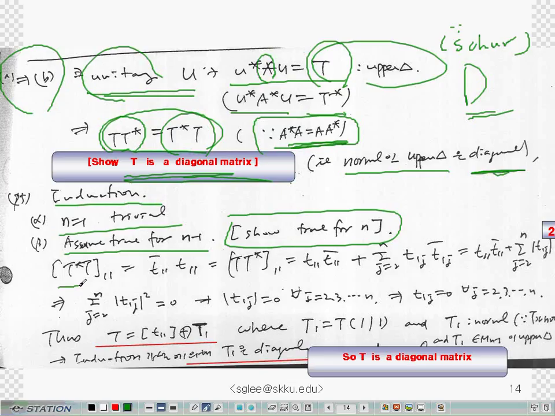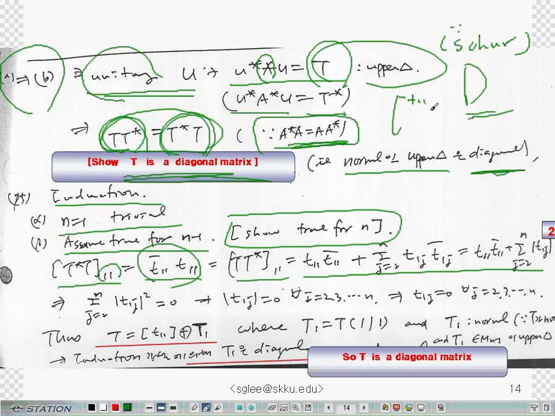Okay, now we think about the 1,1 entry of the right hand side, and the left hand side. The 1,1 entry of the right hand side is this. But the 1,1 entry of the left hand side is this. Because T is an upper triangular matrix, here we have T11, T22, Tnn, and zeros here, and the Tij's are here.